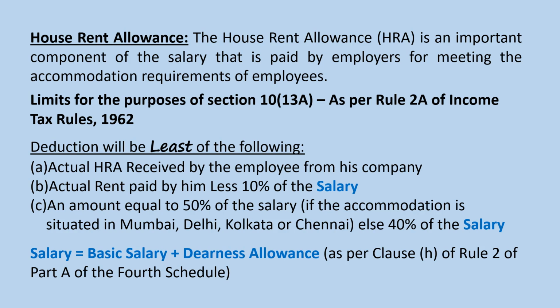That is, the actual HRA received by the employee from his company, the actual rent paid by him less 10% of his salary, or an amount equal to 50% of his salary if the accommodation is situated in Mumbai, Delhi, Kolkata or Chennai. Else it will be 40% of the salary. Now salary is basic salary plus dearness allowance. This is as per clause H of Rule 2 of Part A of the 4th schedule.